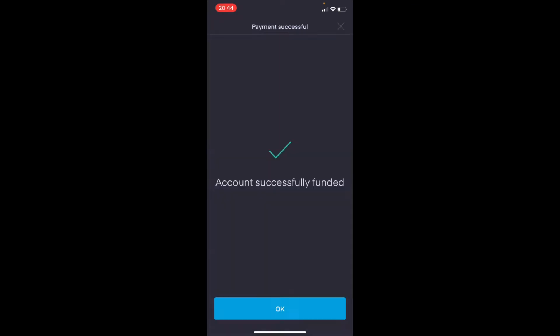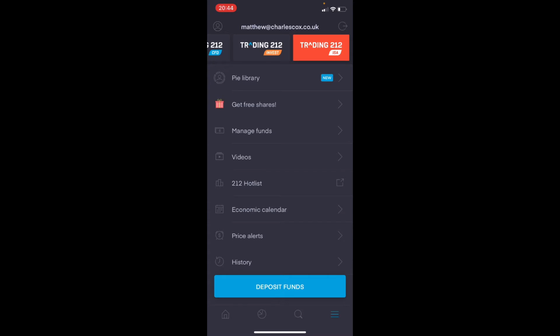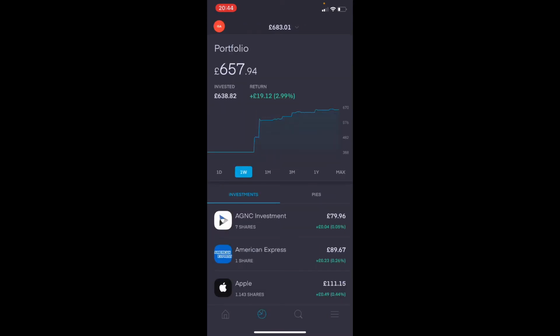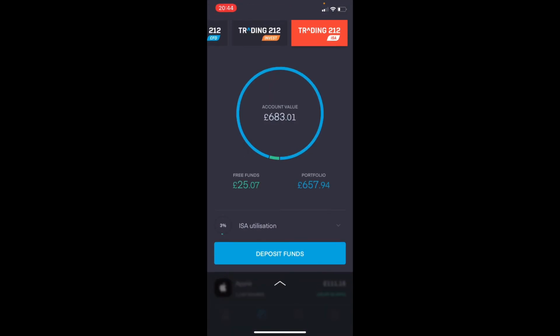Now if you go to the bottom of the screen, where you've got this pie chart looking symbol, you'll see we're now in my portfolio. If we click right at the top here, where we've got the total figure, that is the total amount of money that is invested and held as cash, and it brings up the free funds and then the portfolio funds. So £25 and 7p, because I already had 7p in there, is available for us to deposit or spend into shares.